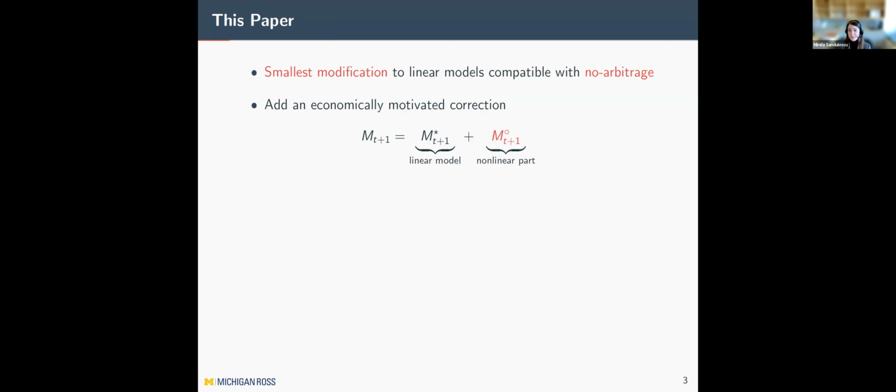So obviously there are many different ways by which one can describe or introduce a nonlinear stochastic discount factor. Our nonlinearities are only identified from the no arbitrage restriction. And why do we do this? Why do we focus on this particular form? Well, because we want to have as a benchmark the linear model. So in our framework, the linear model is going to be the leading term.